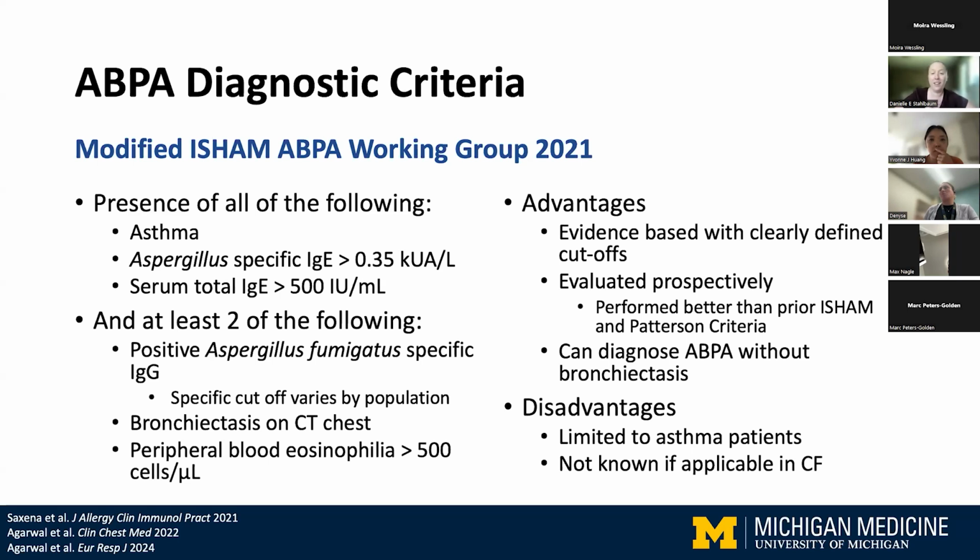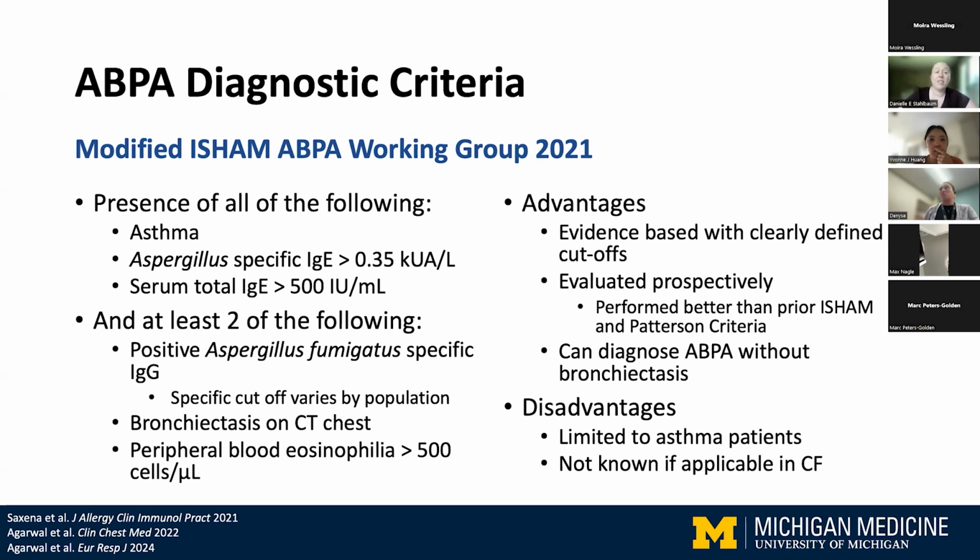And for the fellows and new trainees in the audience, when you're looking at our cell counts with differential in our lab, it's reported in kilocells per microliter. So whatever's reported in our lab, that number you have to multiply by 1,000 to actually get the cells per microliter. So you might think it's not elevated when actually it is.